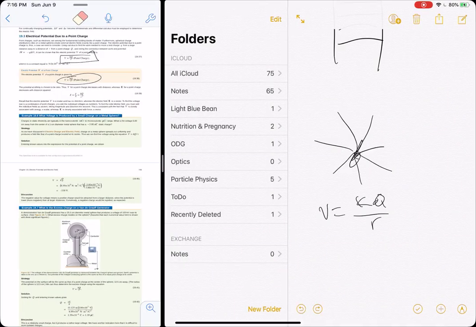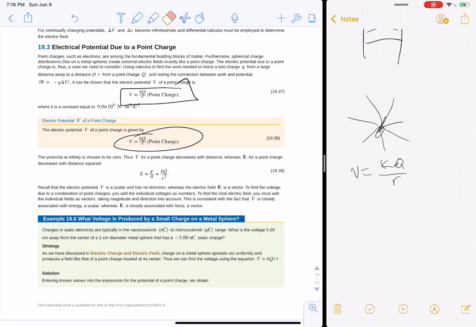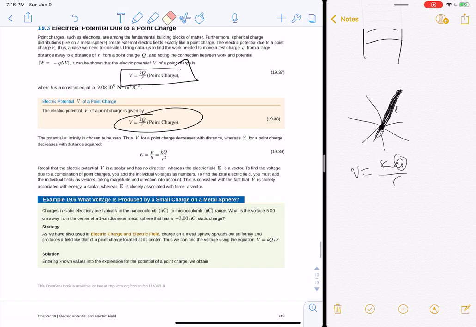There we go. Okay, so what's the potential from here to some point out there? Well, if you know what the charge of the point charge is and you're this far away, that distance r away from it, then you can calculate what the voltage difference between this point and that point is. Okay, and then that can be used for other stuff.